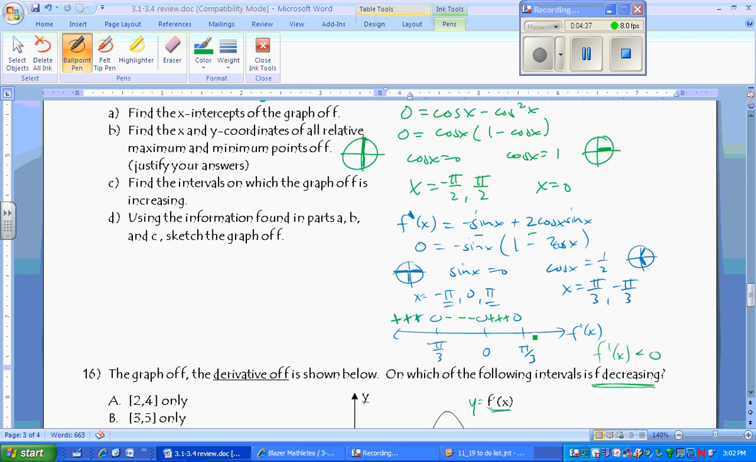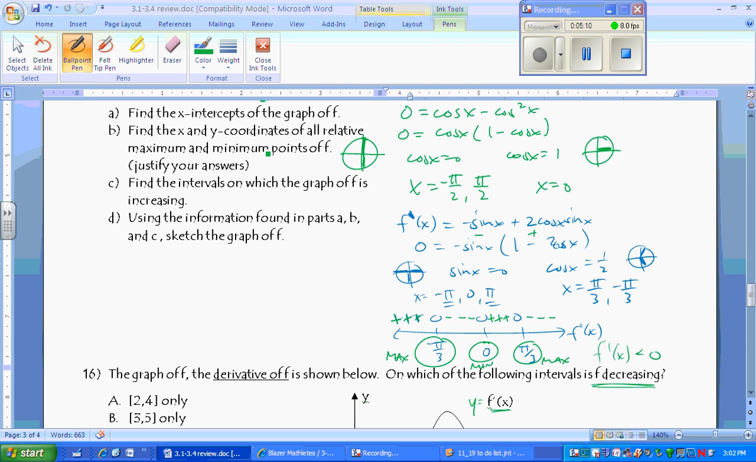And then last but not least, put in a number bigger than pi over 3, like pi over 2. Sine of pi over 2 is 1 times the negative, makes it a negative 1. And then 1 minus 2 times cosine of pi over 2. Cosine of pi over 2 is 0. So this is going to be positive, making that negative. So that means we have a maximum at negative pi over 3 and positive pi over 3, and a minimum at x equals 0.